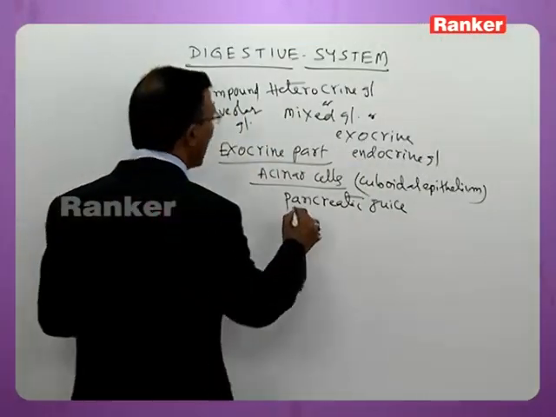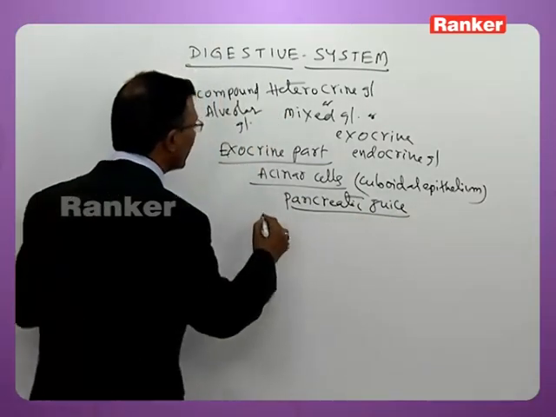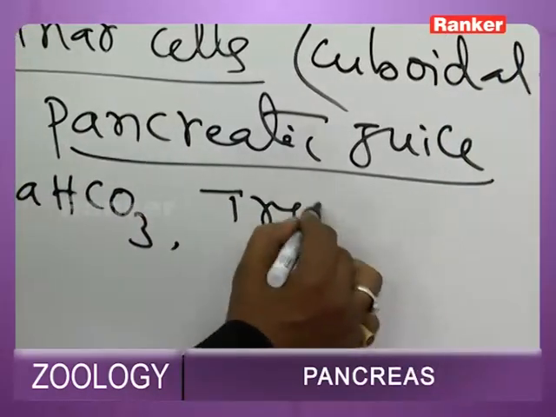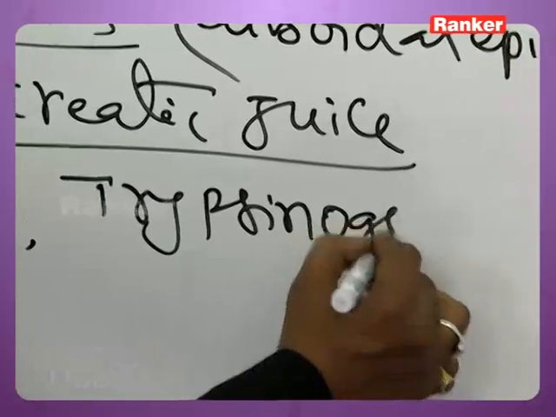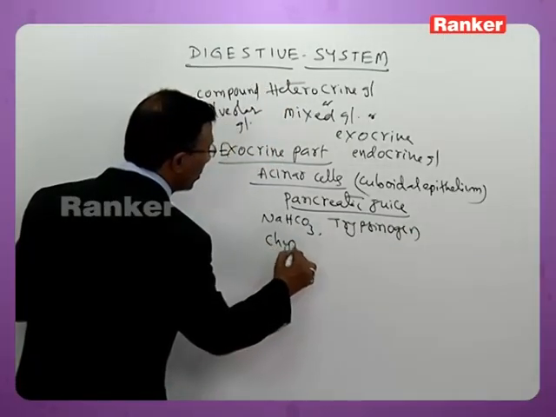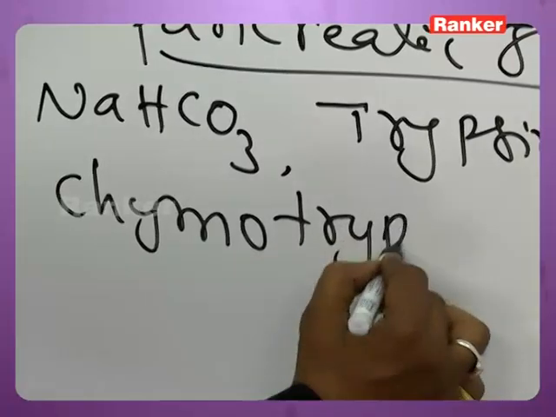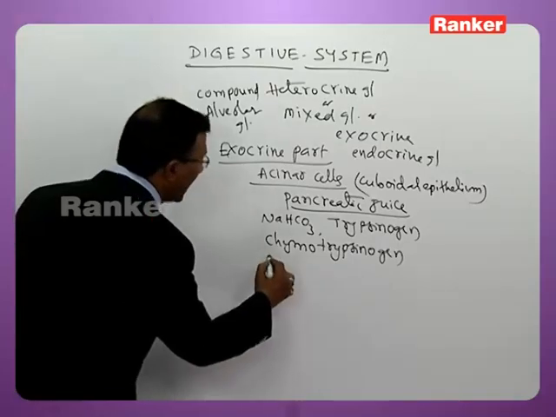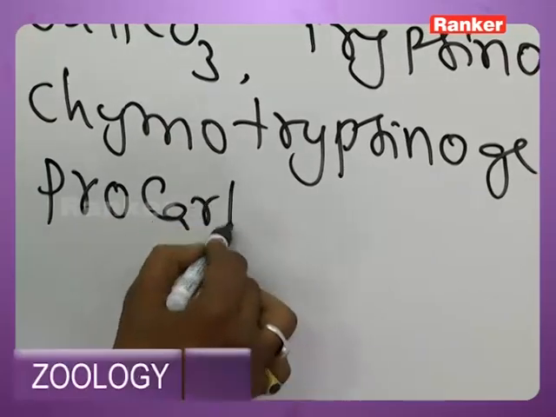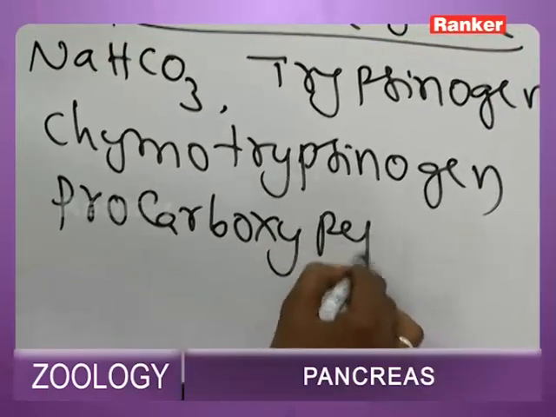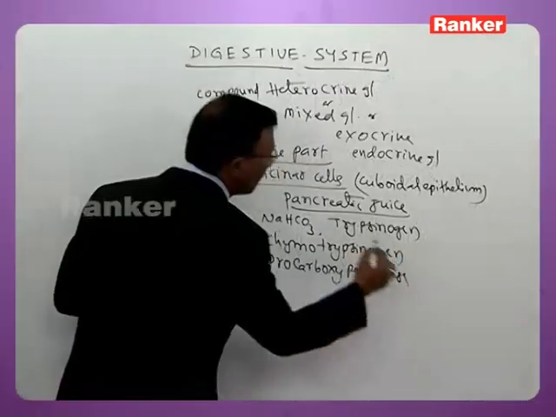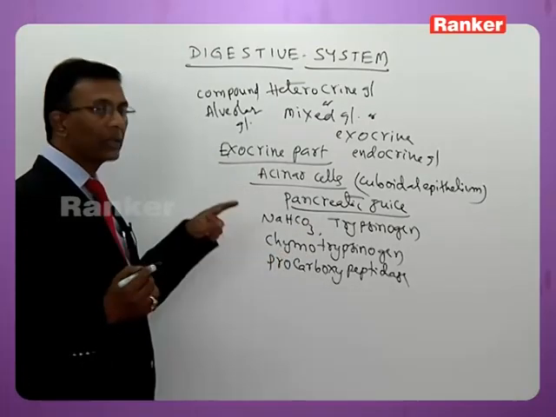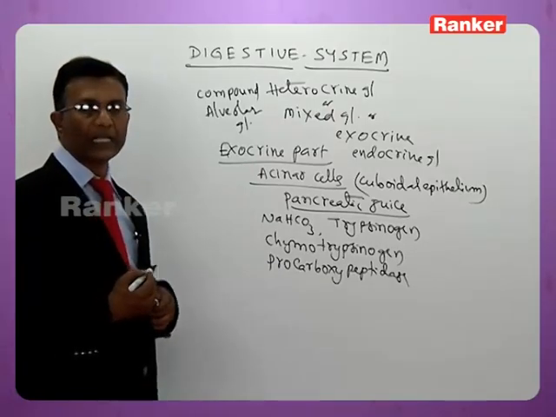Pancreatic juice. Now the pancreatic juice consists of sodium bicarbonate, trypsinogen, chymotrypsinogen, procarboxypeptidase. Trypsinogen, chymotrypsinogen, procarboxypeptidase, all three of them are proteolytic enzymes, protein digesting enzymes.